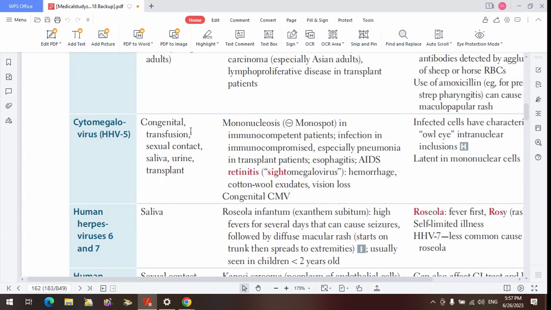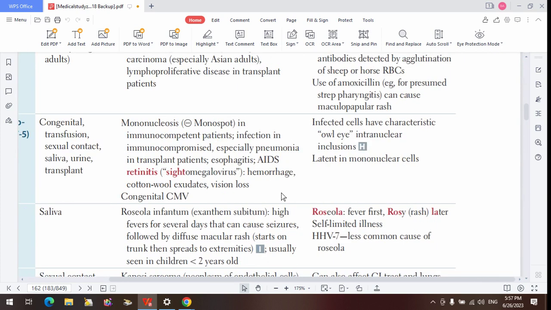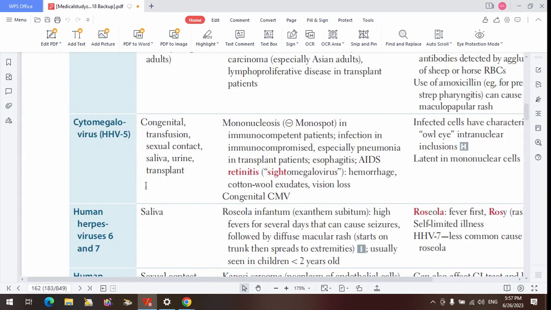Cytomegalovirus has so many routes by which you can get it. It can be transmitted congenitally, by transfusion, sexual contact, saliva, urine, and transplant. That's why when you want to transfuse blood, part of what they screen for is cytomegalovirus. Mother to child can transmit it, which is why you can have congenital CMV infection. And because cytomegalovirus can affect so many organs, if you get an organ that is infected, the person can also develop that infection.